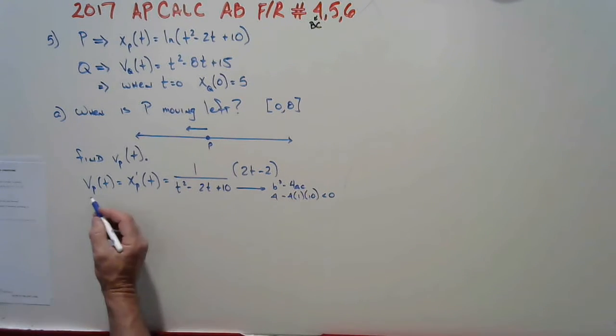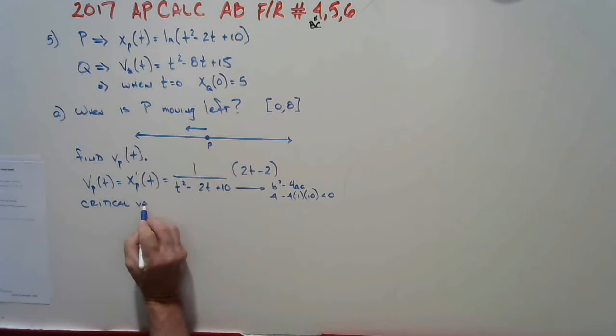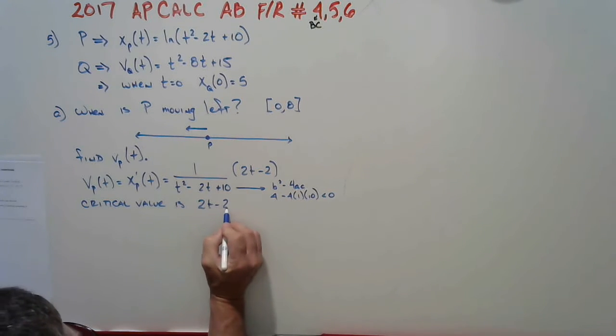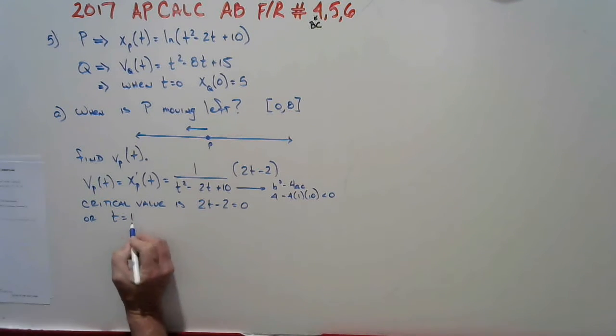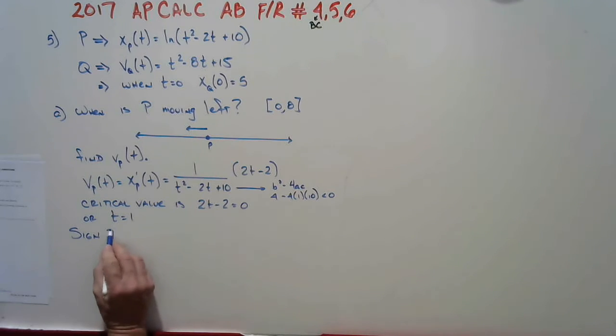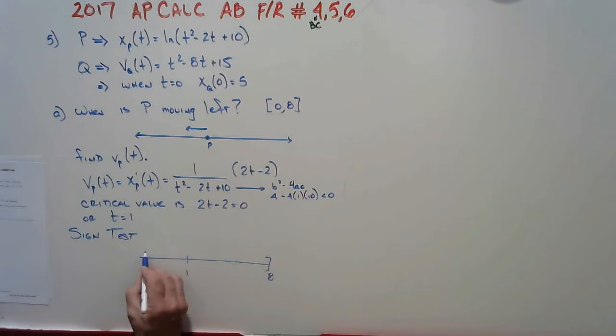So our only critical number is 2t minus 2 equals 0, or t equals 1, right? t equals 1. Now, what do we have to do? Well, we've got to do the sign test. So here's our sign test. Here's 1. Now remember, our sign test stops at 8 and stops at 0. So we need to run the sign test.